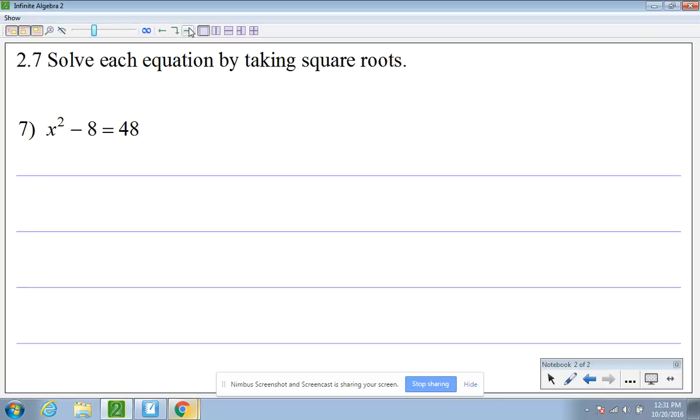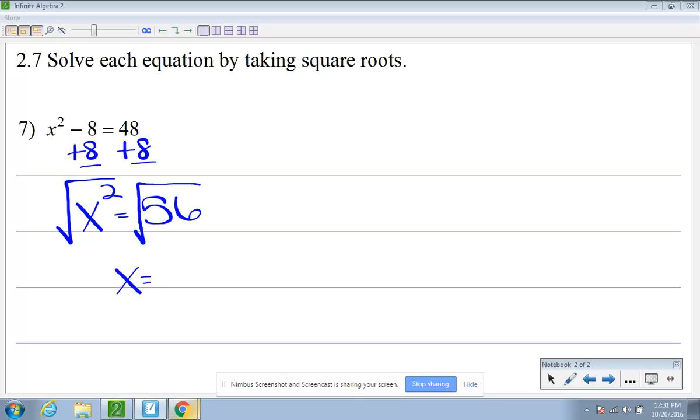Sometimes you'll have a problem where the x squared or whatever variable you're dealing with is not isolated. If that's the case, you need to isolate the variable first. So we are going to start by adding 8 to both sides. So you have x squared equals 56. Now that the variable is isolated, we can go ahead and take the square root.